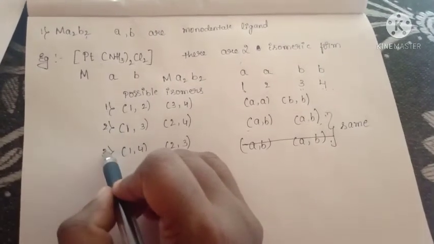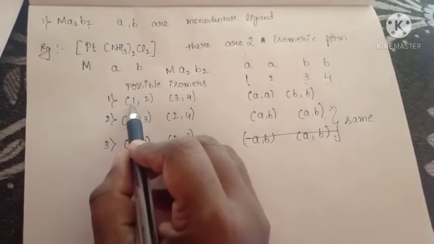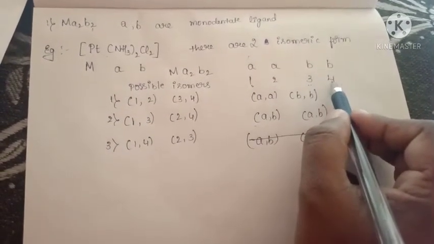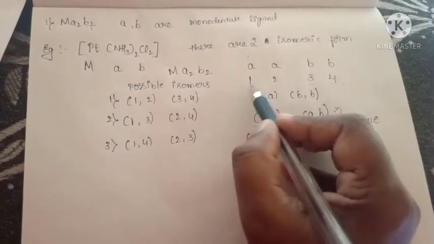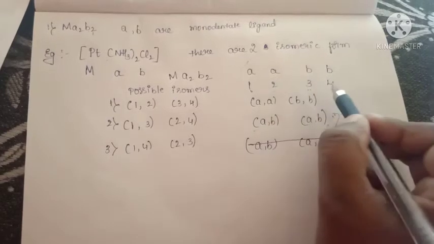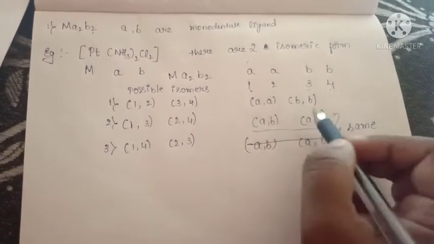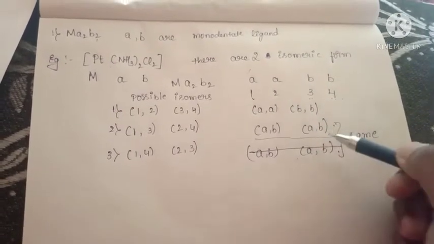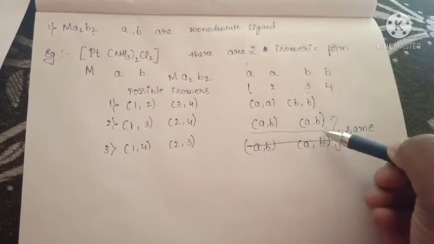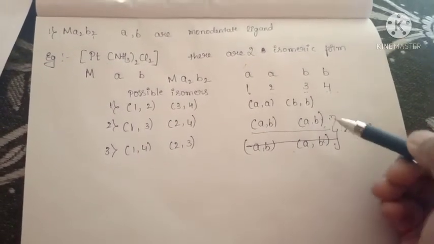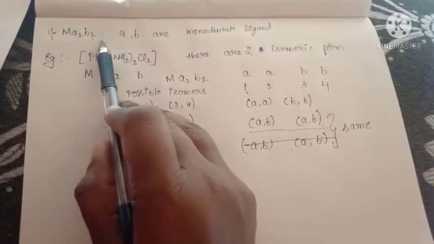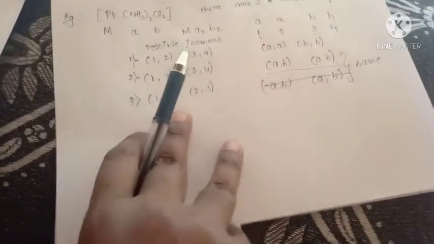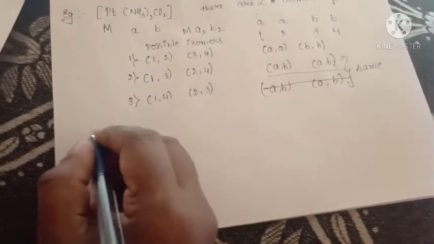There will be 3 possibilities. You can write the possible isomers: 1, 2, 3, 4 is one possibility. Another one is 1, 3, 2, 4. Next, another one is 1, 4, 2, 3. Here these two are the same, so that's why we will consider it as one. So Ma2B2 has 2 isomeric forms. One is the cis isomer, another one is the trans isomer.